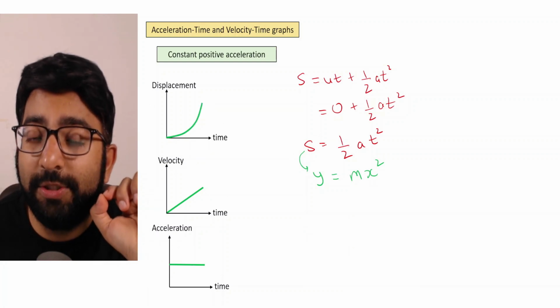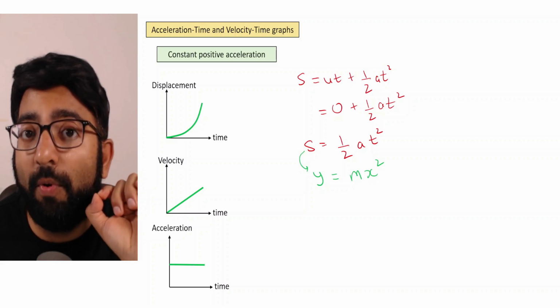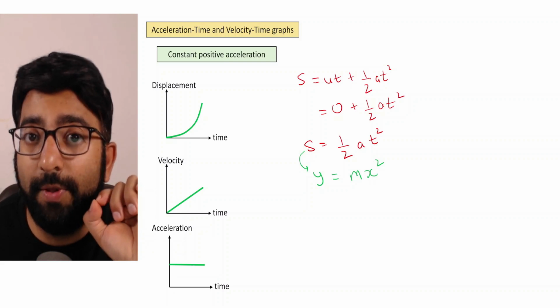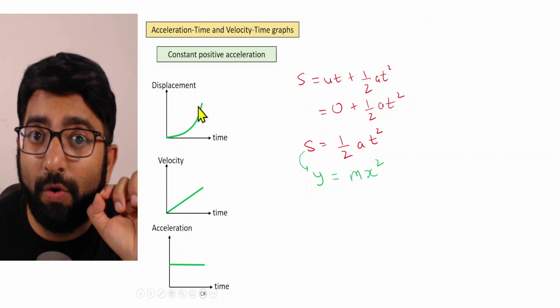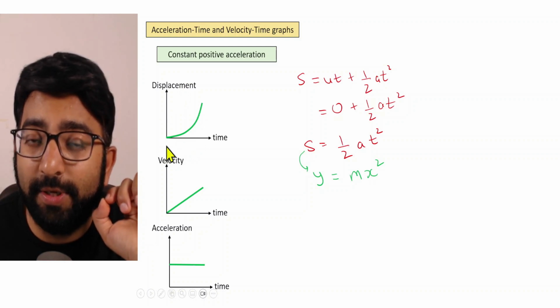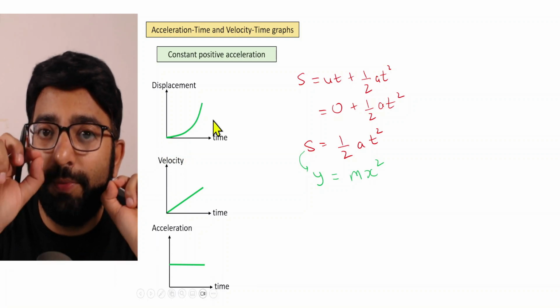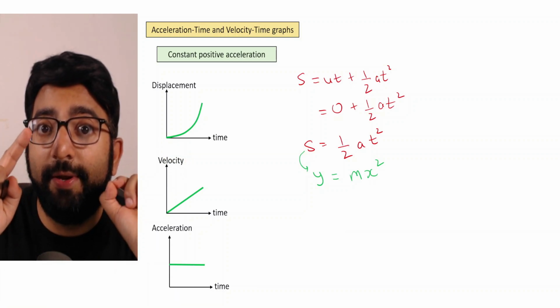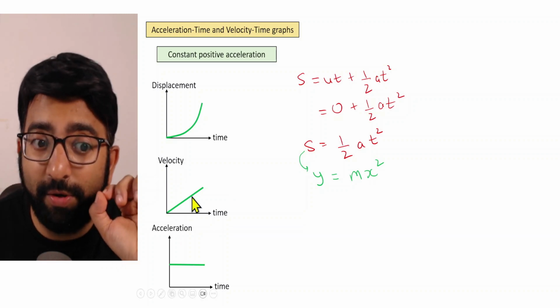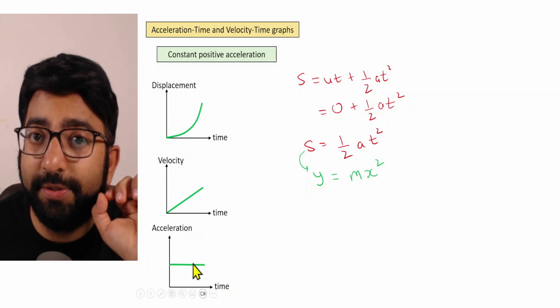But how we draw the displacement time graph depends on which point we consider as the origin of the motion. In this graph which I have drawn, we are assuming that at time t = 0, displacement is equal to 0. So the particle will start from the origin and then it will start moving in a particular direction at a velocity which is increasing at a constant rate.